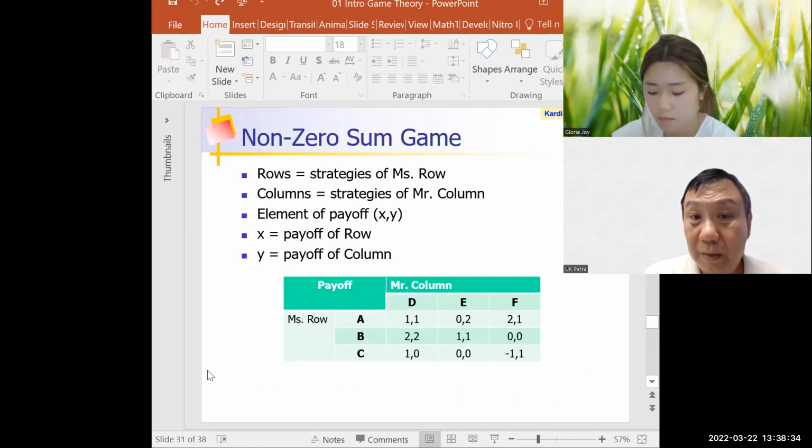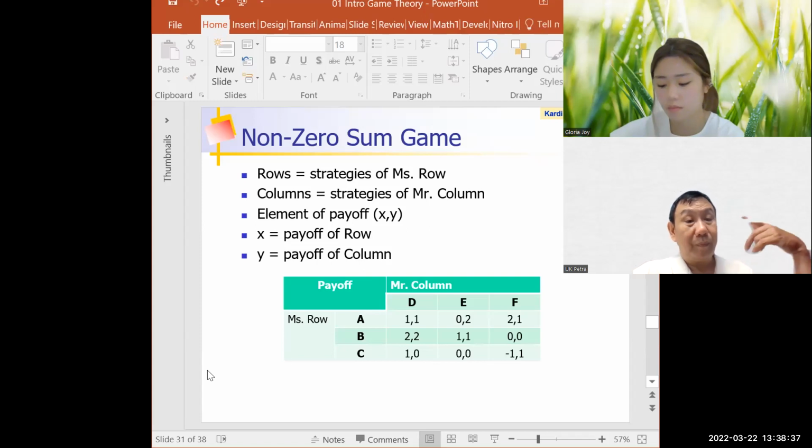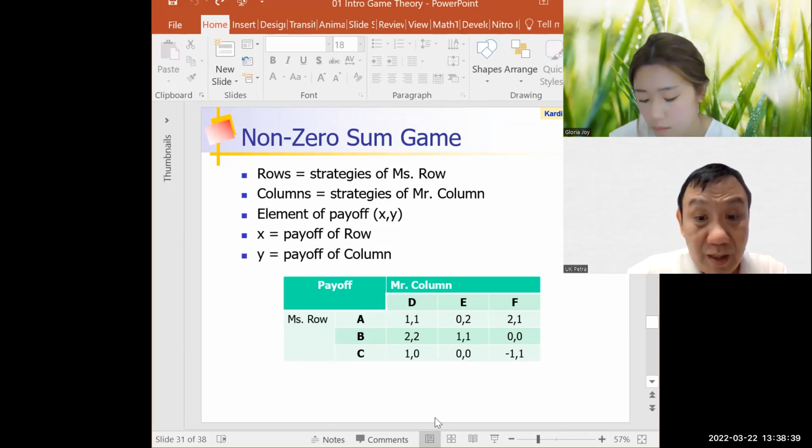Okay, so now if we're dealing with a non-zero-sum game, right?